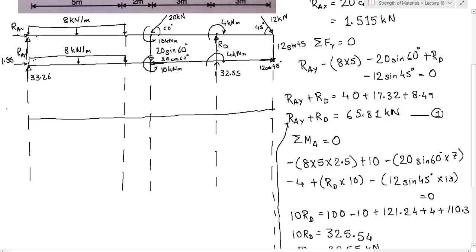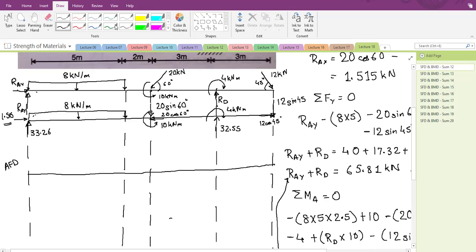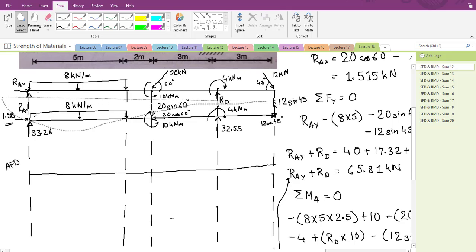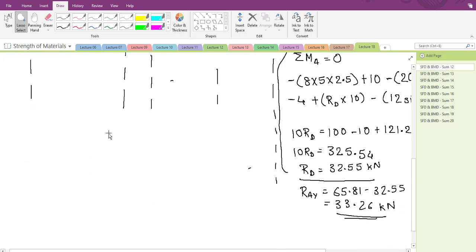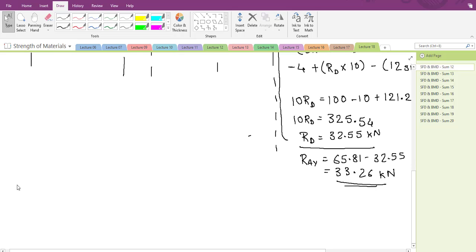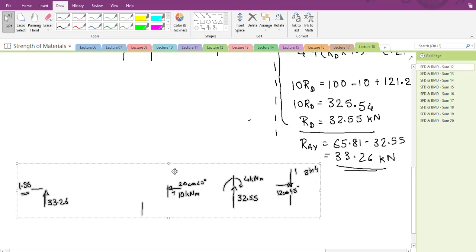The first thing that we have to draw is the axial force diagram. So what are the forces in the axial force diagram? All the horizontal forces. We consider all the horizontal forces in the axial force diagram. So the first horizontal force is what? At A itself, we have this 1.515, right, in the right direction. So that will be 1.515. I will do the calculations over here. I will just copy this so that I can use it, right? Control C. I'll just put it over here so we can do the further calculations.